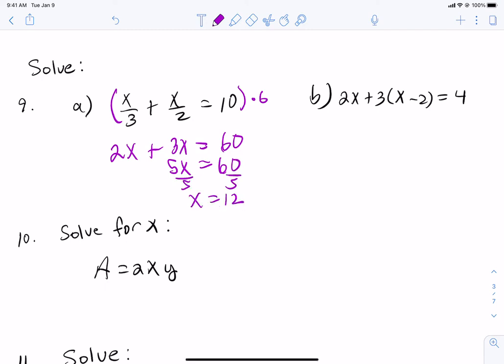So it starts out looking really gross, but by multiplying through by that common denominator, it usually accomplishes a lot very quickly.